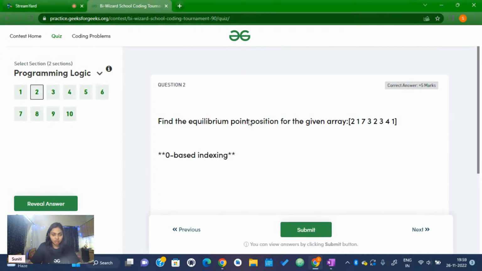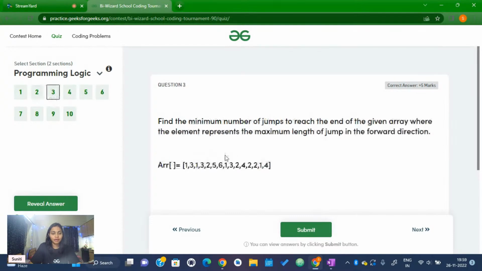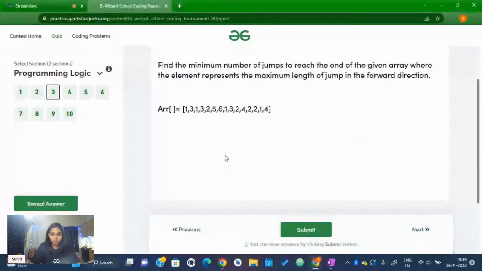So yeah, that was about the equilibrium position. Next we have to find the minimum number of jumps to reach the end of the given array, where the element represents the maximum length of jump in the forward direction. All right, so here also there is not much logic needed. What you need to do is keep on jumping to whatever index value you are currently at. So first of all, let us start with index value 1.